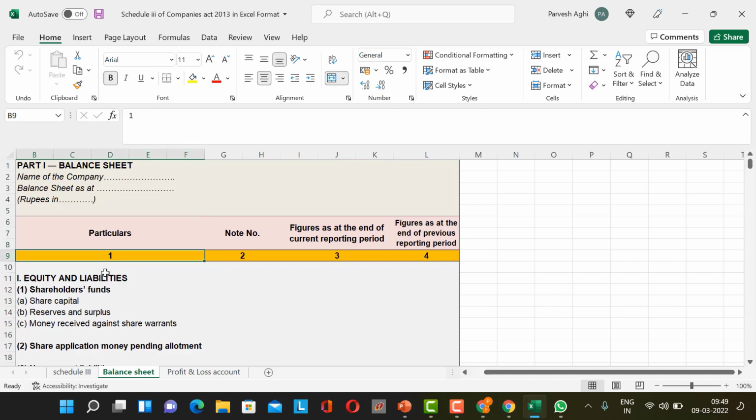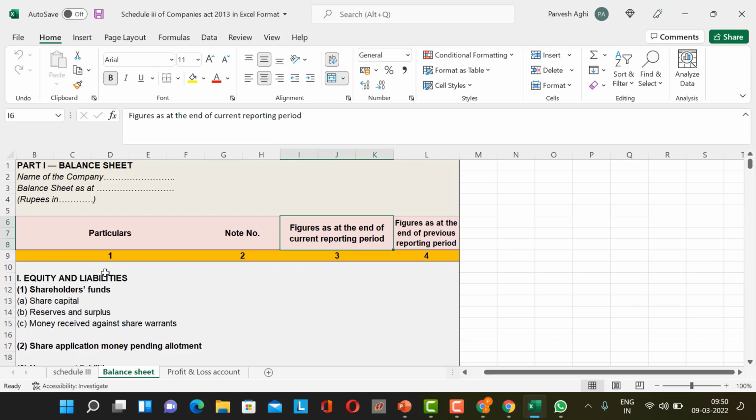Then it will have the particulars. The first column is particulars. The second column is note number, because there are notes to accounts. If you have made a note to account and you are giving some information with regard to the share capital or anything else, that will contain the notes to account, and that reference will be given here. Then figures at the end of the current reporting period, that means the current year.